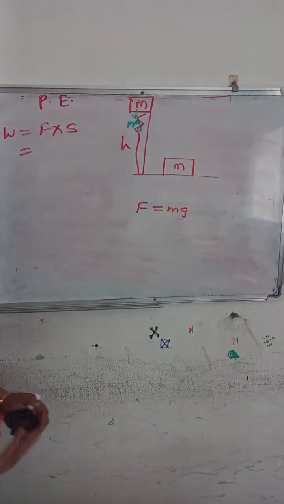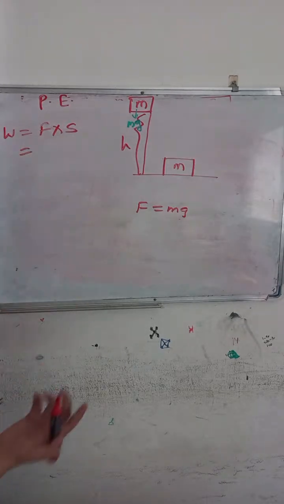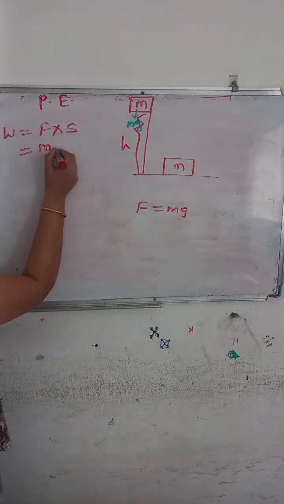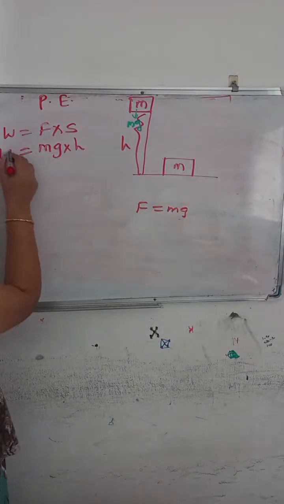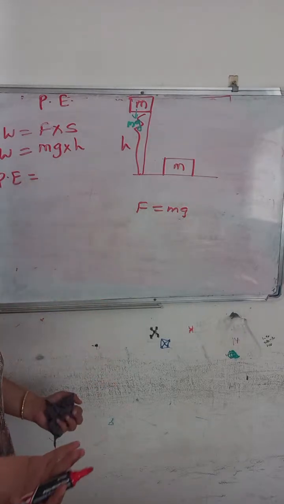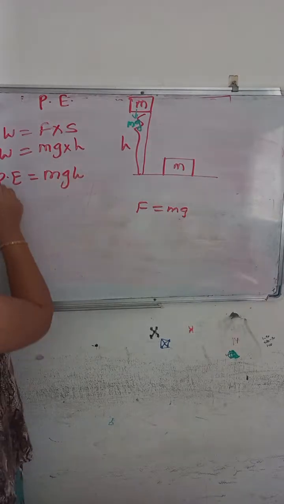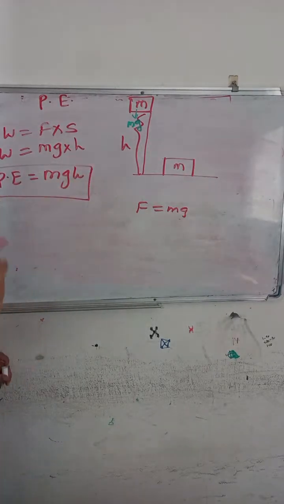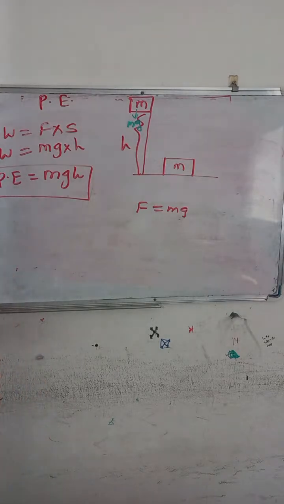because of the gravity. The gravitational force is pulling this mass towards it. So F is equal to mg, and the distance is displaced by h. So W is nothing but mgh, and this work done is also one form of potential energy. So potential energy is nothing but mgh, and this potential energy is also measured in joules. Can you get this? Understood this?